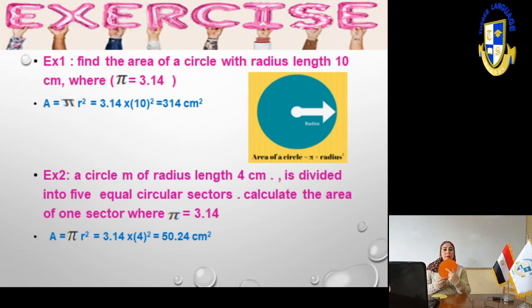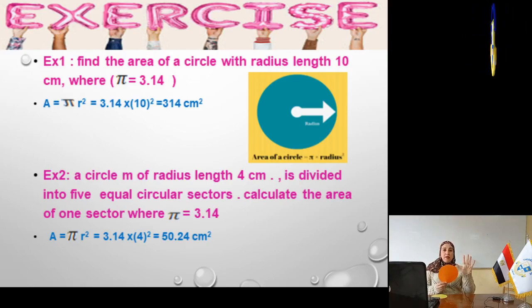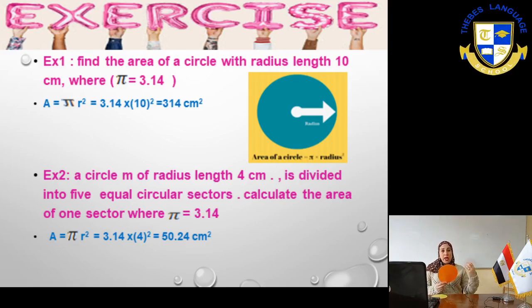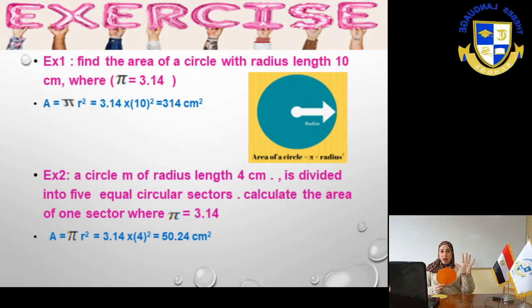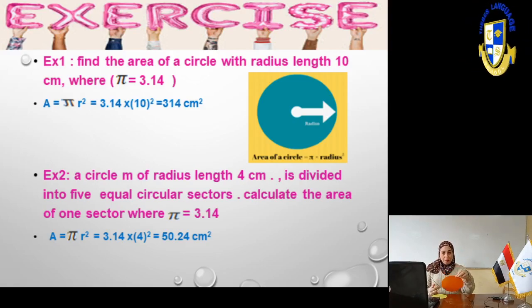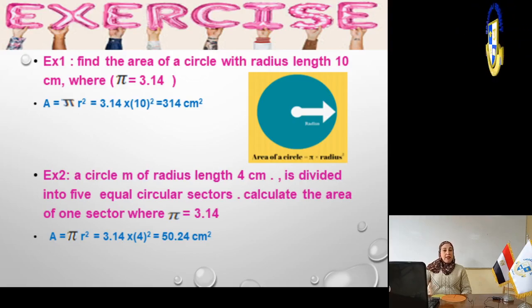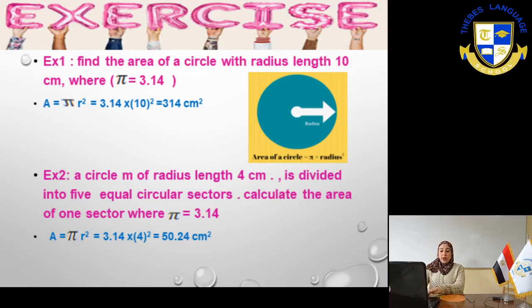I want just a part of it. Okay, ask yourself, I divide the circle for how many parts? For 5 parts. So I'll take the whole area and I'll divide it by 5 to have the area of just one part. So area of one sector will be 50.24 divided by 5, equal 10.048 centimeters squared. Of course, the unit will be squared because we are talking about area.